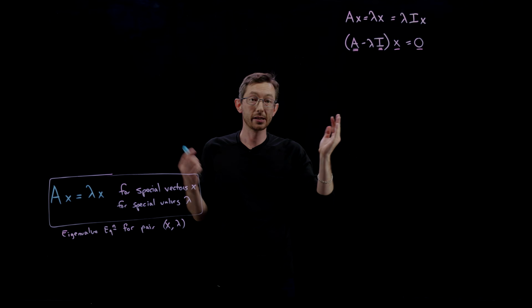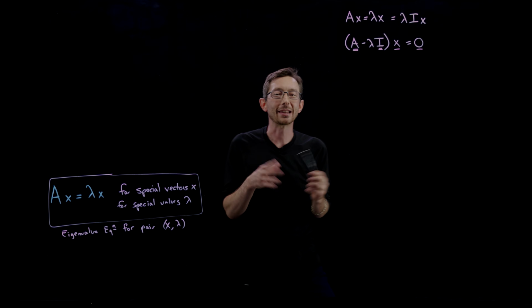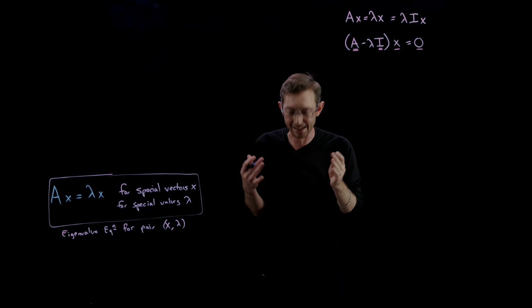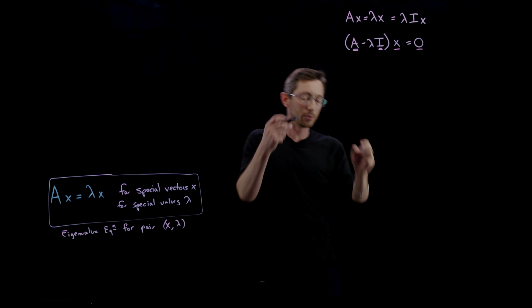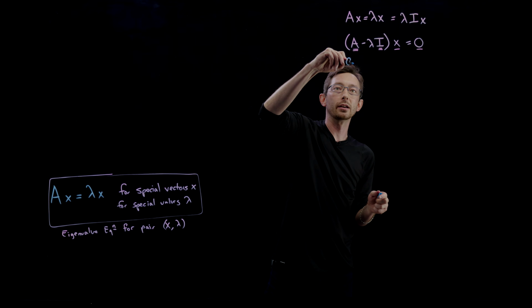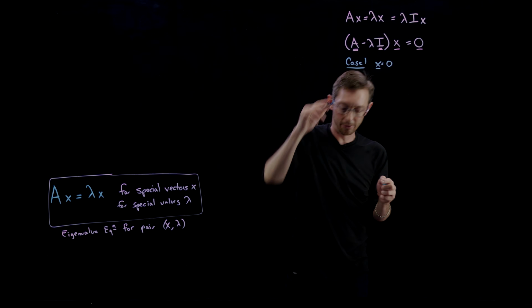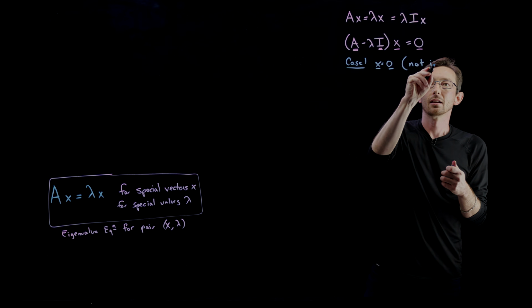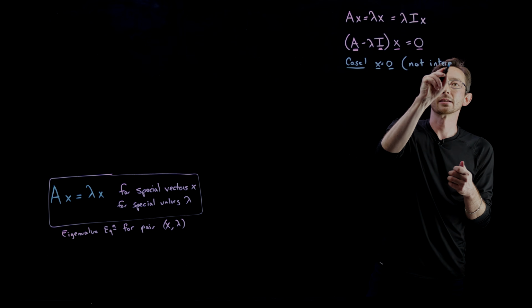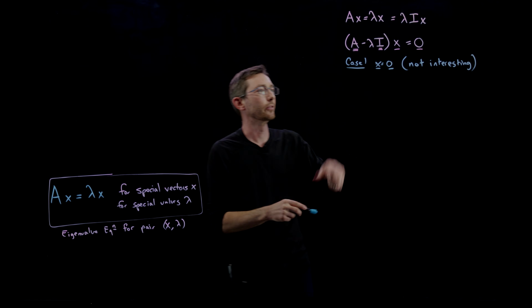Now, you might imagine, well, this is easy. I'll just make x equals 0, and then this is always true. That is technically mathematically true, but that's kind of boring. It's not really a vector. X equals 0 is not a vector. It has 0 length. So I'll just write down, case 1: x equals 0 is kind of a solution, but it's not very interesting. It's not what we're looking for. These are not the droids you're looking for. Okay, not the eigenvectors you're looking for.